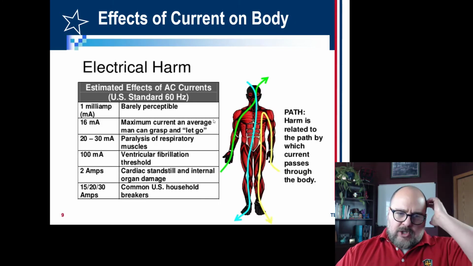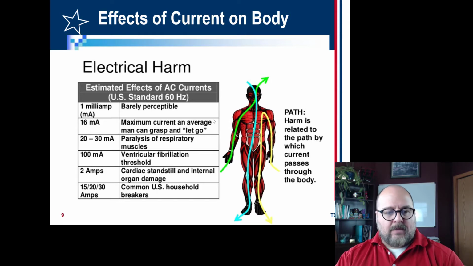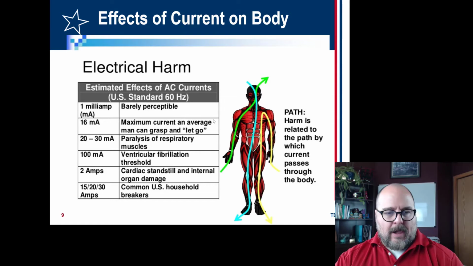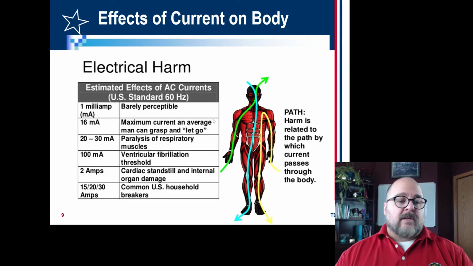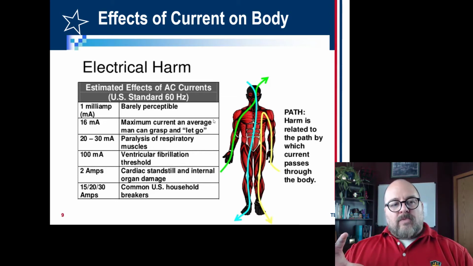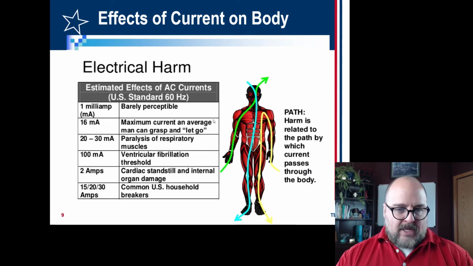But I think we've got a good chart. Electric harm. So common household breakers are 15, 20, and 30 amp. Cardiac standstill, 2 amps. Ventricular fibrillation threshold, 100 milliamps. So before it said it was 75, here it's saying 100. So there may have been a protection factor in the last number. Paralysis of respiratory muscles is 20 to 30 milliamps. At 16 milliamps, the average person can grasp and let go, so that means you still have muscle control below 16. At 1 milliamp, you can barely perceive it.